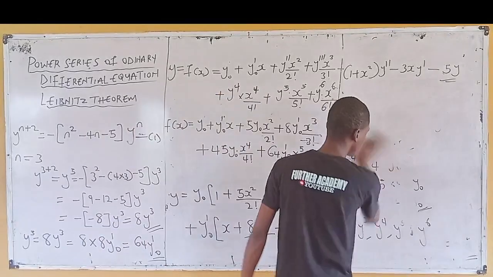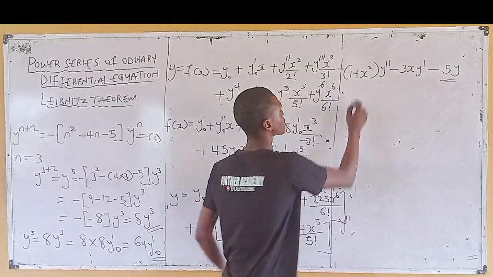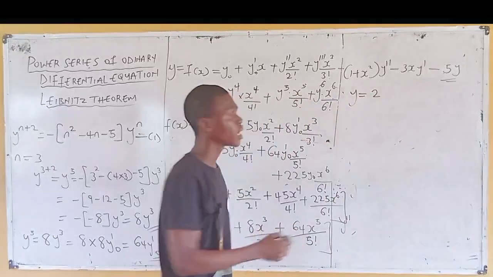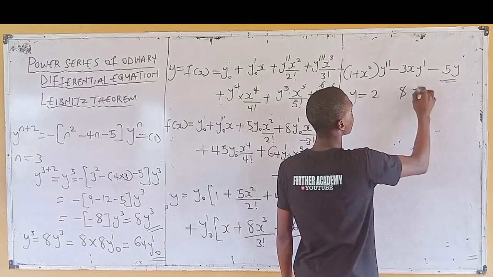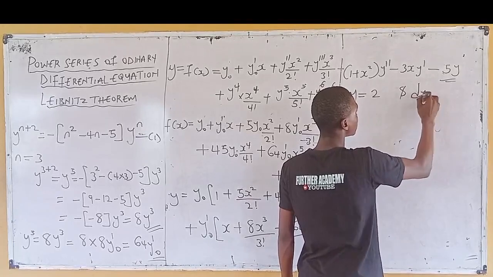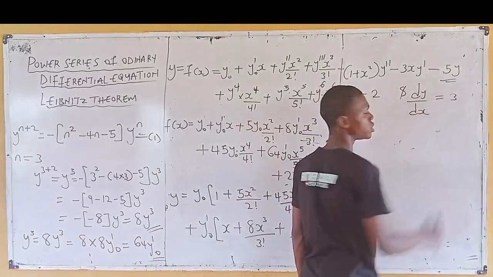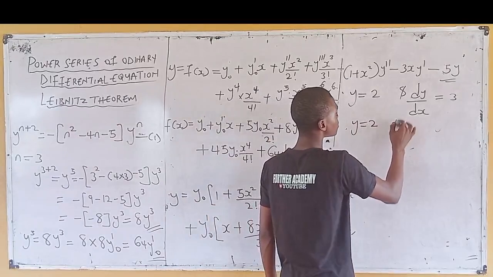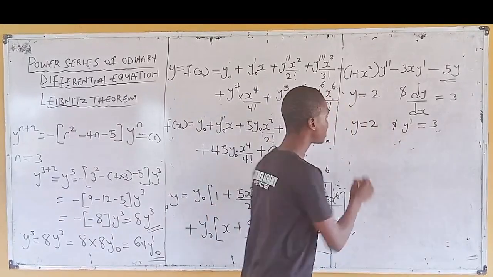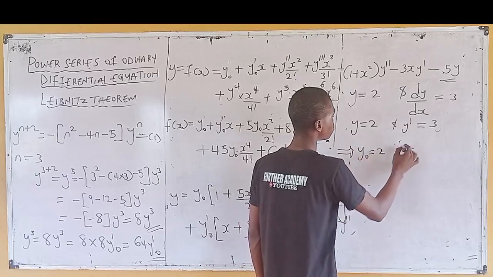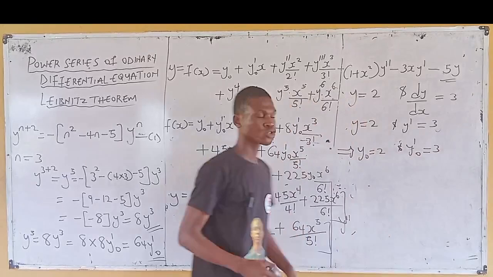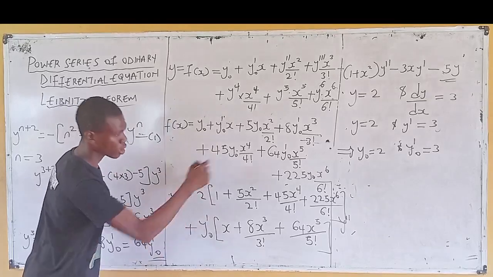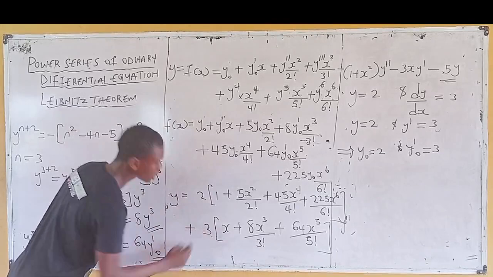Now let's say we are given boundary conditions for this question. Given this differential equation, we are also told that y equals 2 and dy/dx equals 3. What this means is that y naught is equal to 2 and y prime naught is equal to 3. So with what we have up to this level, we substitute. This becomes 2 for y naught, and the other one becomes 3 for y prime naught.